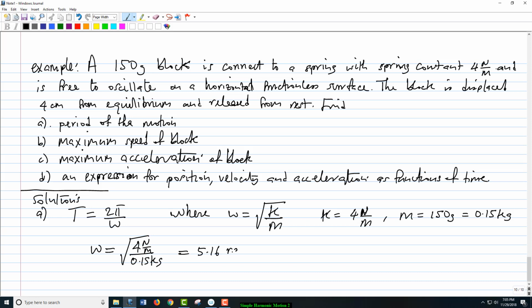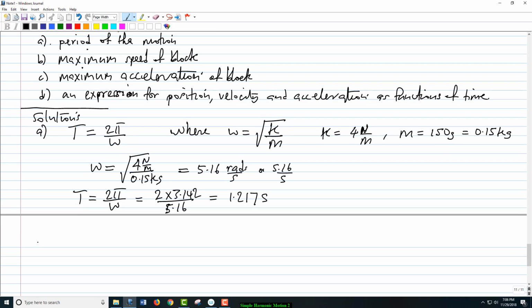5.16 radians per second, or you can just write 5.16 per second. This is a frequency unit. 5.16 per second is the same as 5.16 hertz. From that, we can find the period T by just dividing by 2 pi. So we can have 2 times 3.142 divided by 5.16, and that should give us 1.21 seconds.